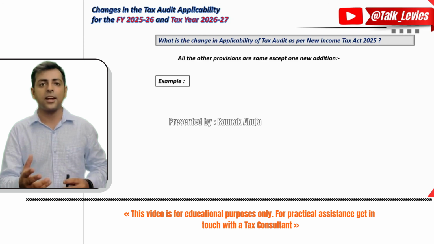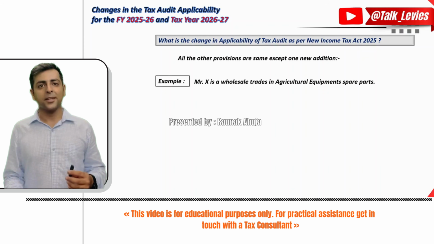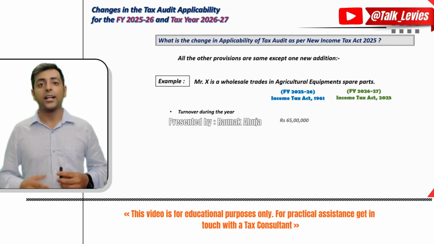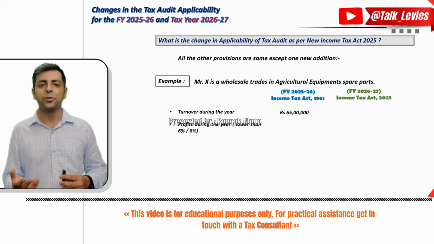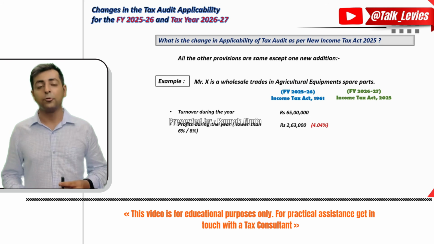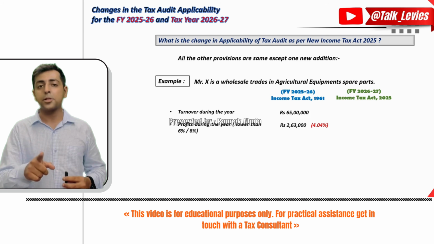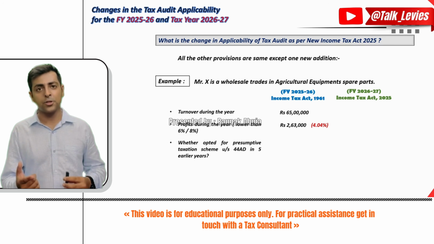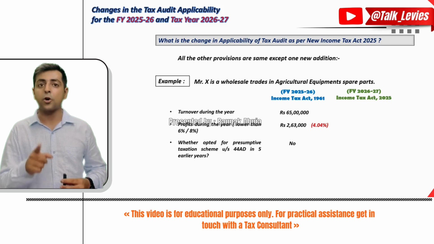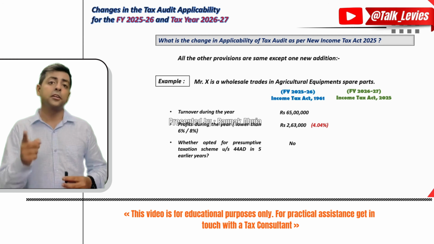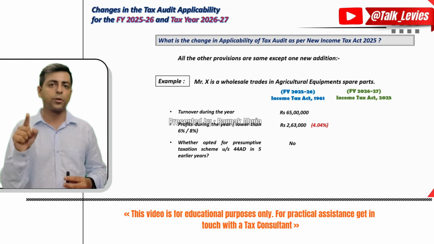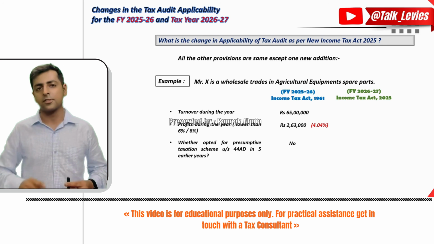Now let's quickly understand this with the help of an example. Say Mr. X is a trader who has clocked a turnover of rupees 65 lakhs during the financial year 25-26, and the profits earned by the trader are to the tune of 2,63,000, which are lower than the limits specified under the presumptive taxation scheme. Now the next thing we check is whether the assessee has opted for the presumptive taxation scheme in earlier 5 financial years or not. In this case, he has not opted for the presumptive taxation scheme in earlier 5 years.